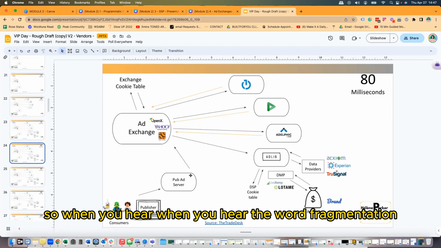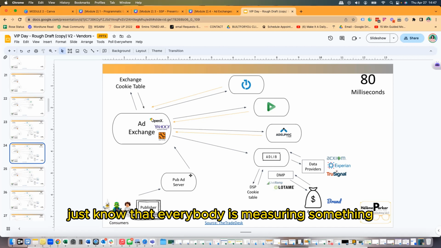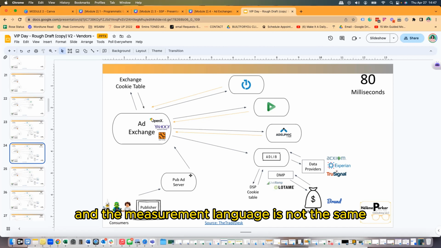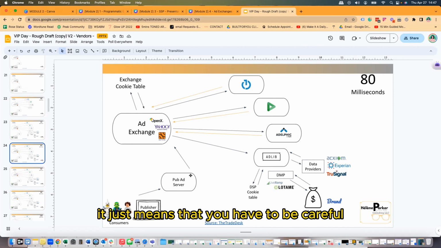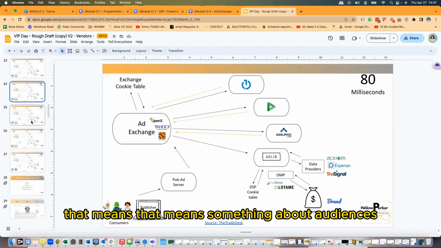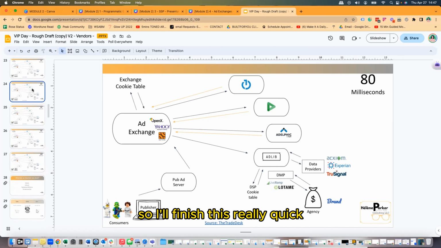So when you hear the word fragmentation, just know that everybody is measuring something, and the measurement language is not the same. But it doesn't mean that it's a bad thing. It just means that you have to be careful and not assume. Okay? So the word fragmentation, when you hear it in programmatic, means something about audiences. So I'll finish this really quick.